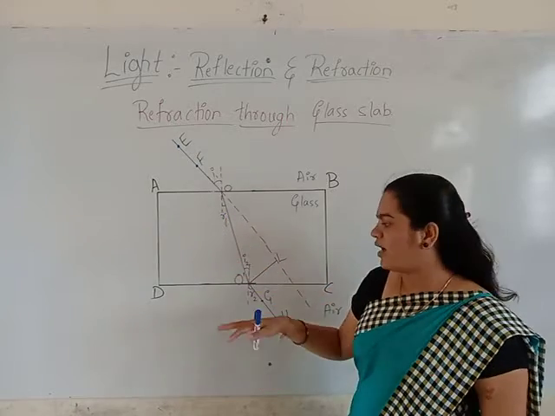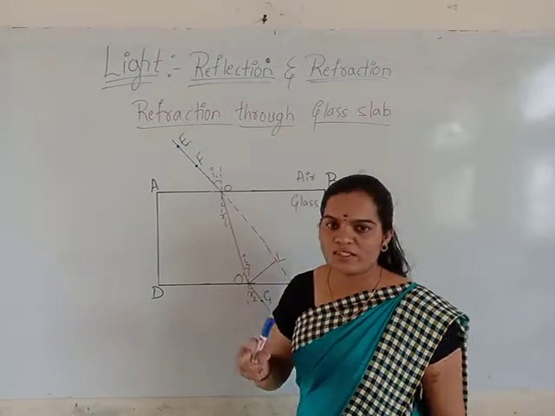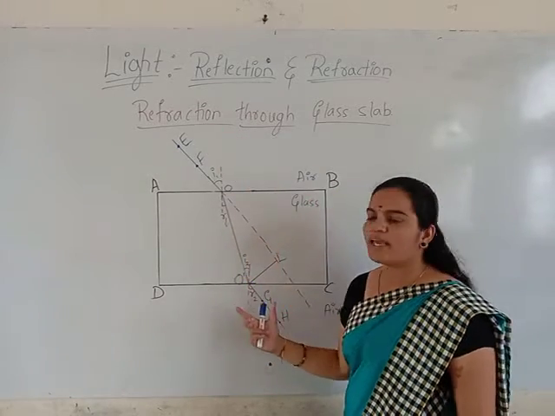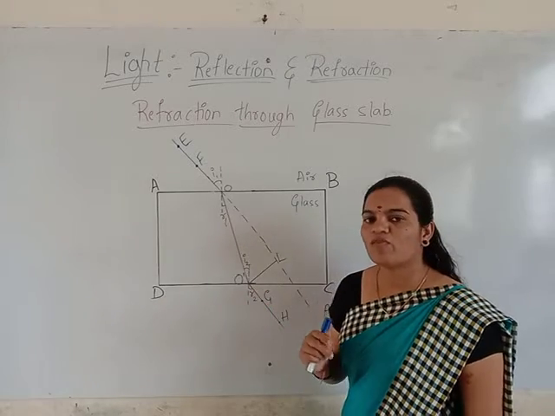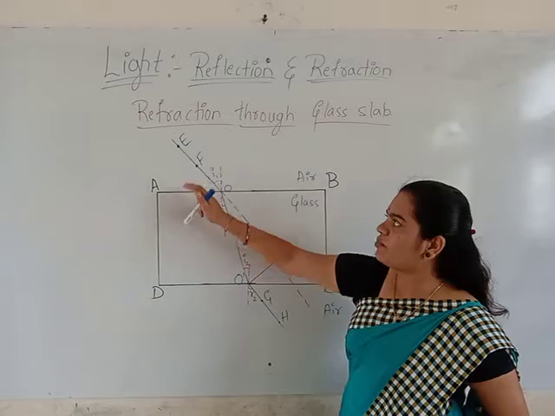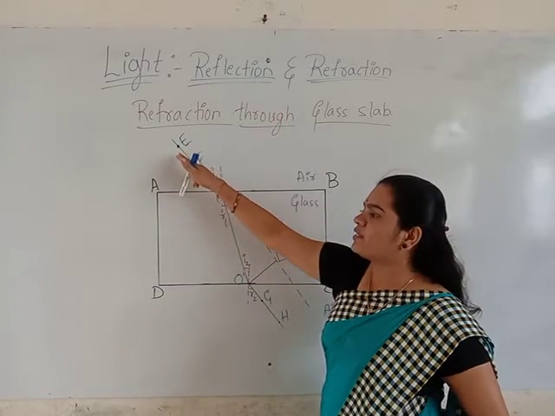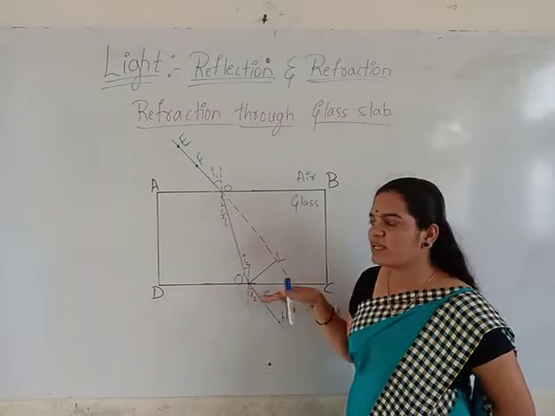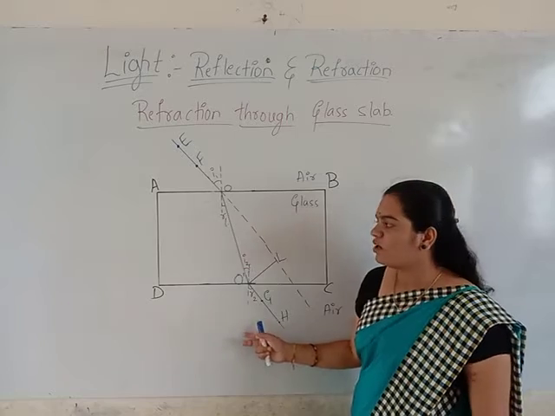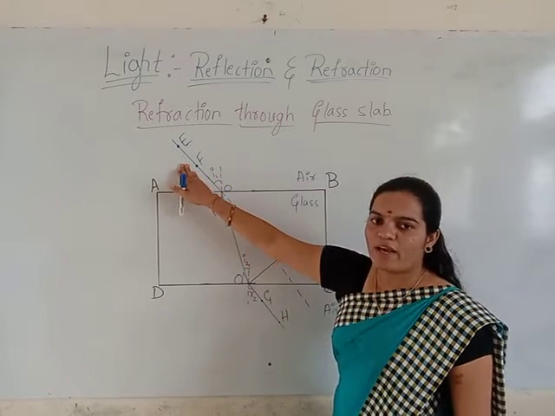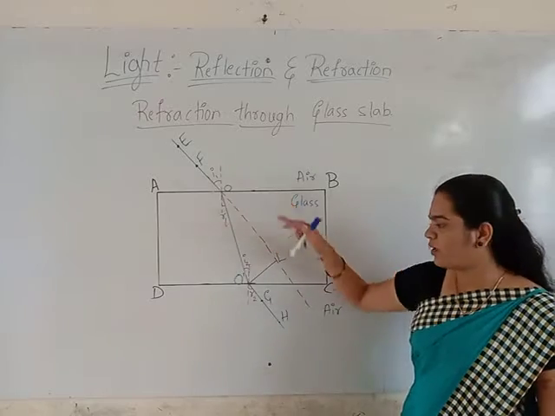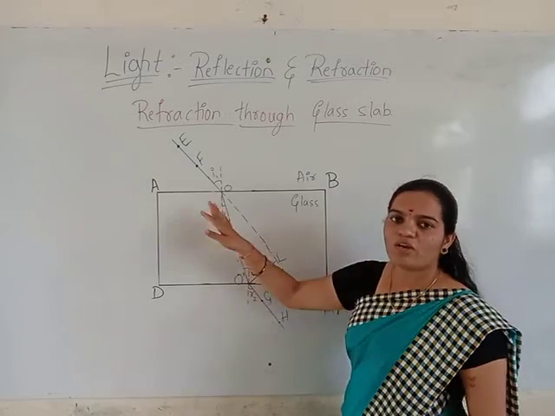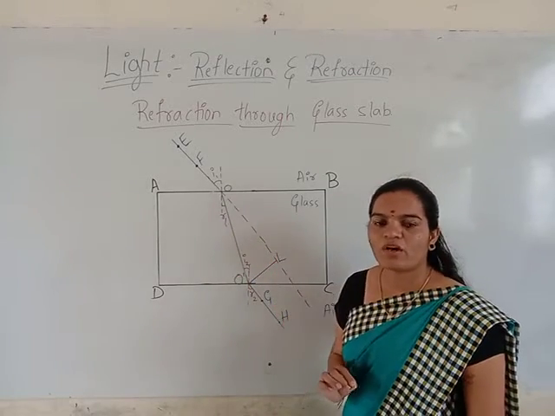By looking at the other face, there are 2 faces here. AB is one face of the rectangular glass slab, CD is the other face. So after keeping the glass slab, you have taken the 2 pins and pinned them at the positions E and F. Looking from the second face, that is CD, you look at the pins E and F and then pin the positions of those 2 pins at G and H. Now you have pinned all the 4 pins on the sheet.